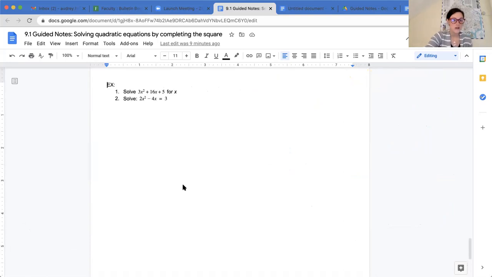So example, solve 3x squared plus 16x plus 5 for x. So we have 3x squared plus 16x plus 5. Sorry, I don't like how I wrote that, 16x. And we are going to want to solve that for x, okay? So we know that this is in standard form. So A is 3, B is 16, and C is 5.